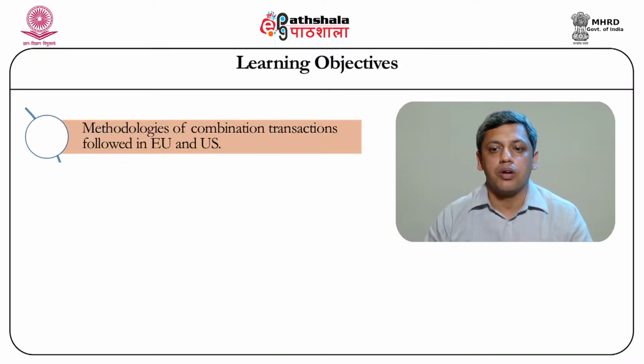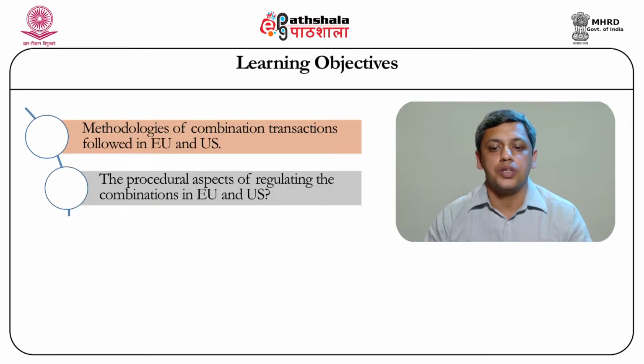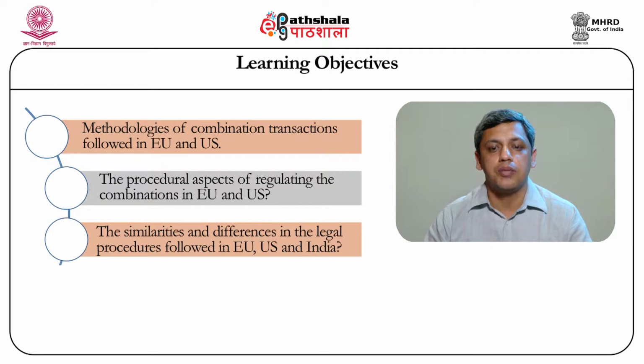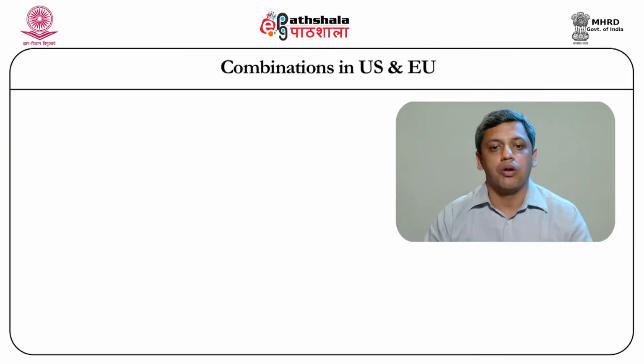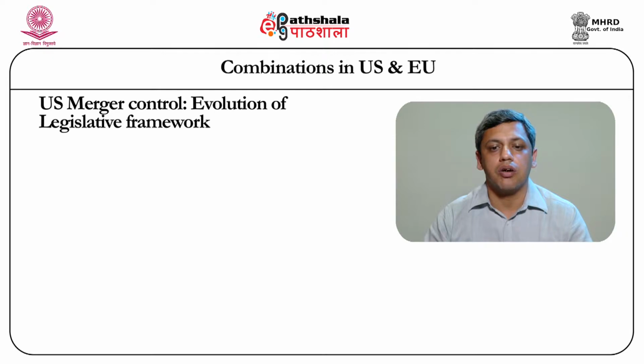The module focuses on the procedural aspects and the assessment methodologies of combination transactions followed in United States and European Union. After the completion of this unit, the participants are expected to understand the procedural aspects of regulating combinations in US and EU and the similarities and dissimilarities in the legal procedures followed in US, EU and India. Let us begin our discussions on US merger control by focusing on evolution of legislative framework.